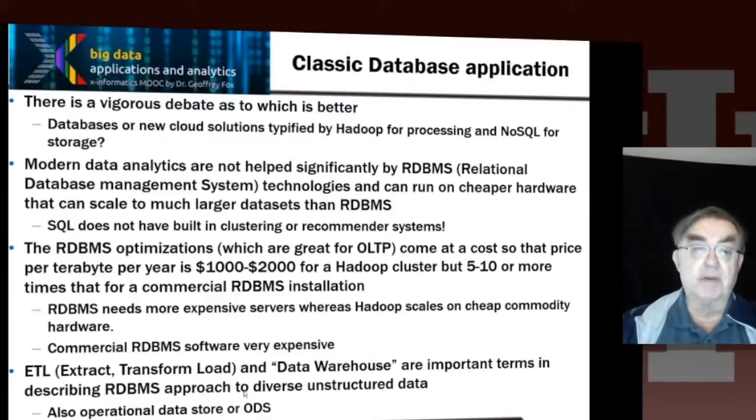We'll see in the following slides the concept of ETL, extract, transform, load. That's how you stuff data into what's called a data warehouse, which is a collection of enterprises' data. And those ETL and data warehouses are an important part of the lingo of traditional relational databases. We'll also see on one of the slides an operational data store, or ODS.